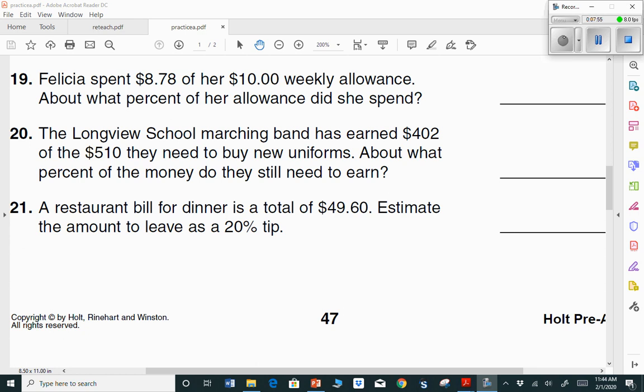Okay, let's tackle a dreaded word problem. Number 19 says, Felicia spent $8.78 of her $10 weekly allowance. About what percent of her allowance did she spend? So since we're supposed to be estimating, let's go ahead and call this $9. And this is already a nice round number here, so let's call that 9 out of 10. And that's a basic percent that you ought to already know, which would be 90%. That question is so easy because it's out of $10. You could actually give the exact answer very, very easily. But 90% is a good estimate.